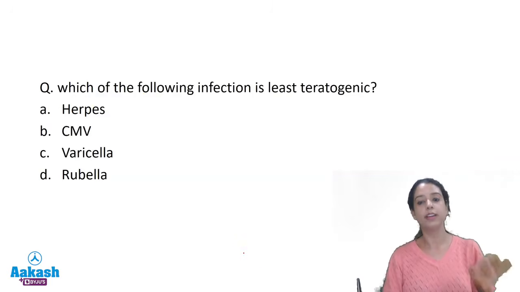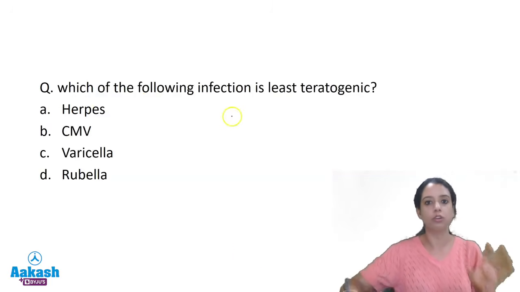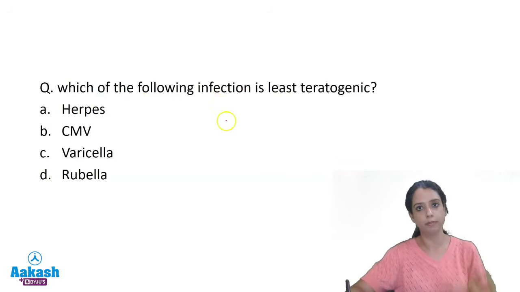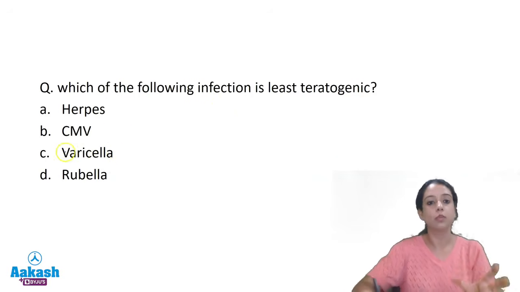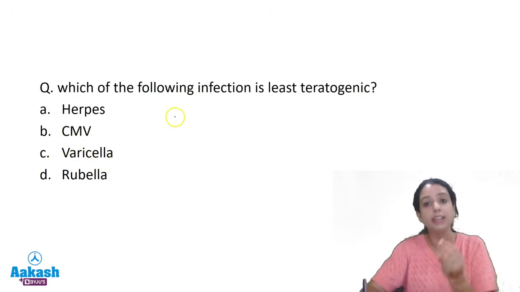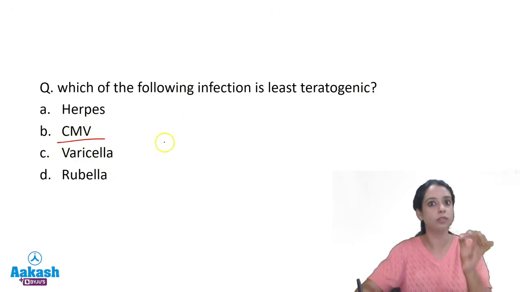Now, which of the following infections is least teratogenic? The TORCH group of infections are the teratogenic group of infections. We have discussed this multiple times. Which is the most common teratogenic virus? CMV. This was the question asked last year. CMV is the most common.